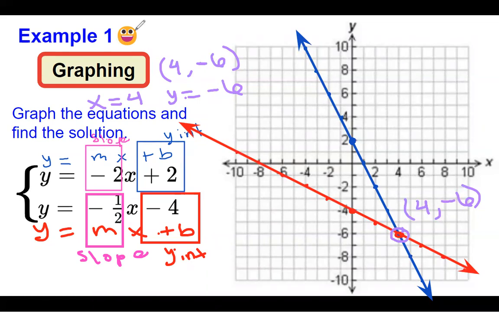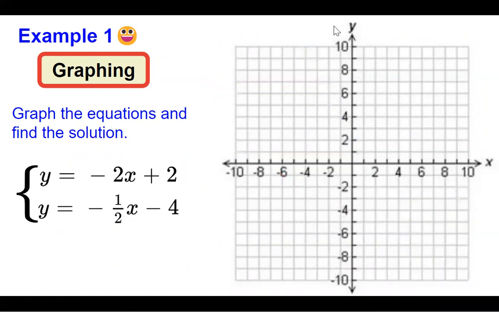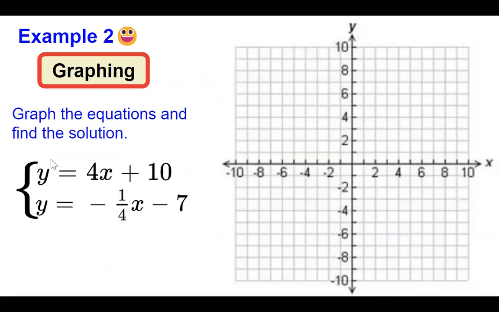Okay. All right. Let me save this. Ready? All right, everybody has this? Perfect. Let's go ahead and try example number 2. Y equals 4x plus 10. And y equals -1/2 x minus 7. Go ahead and graph this one. Let's see what you guys get.